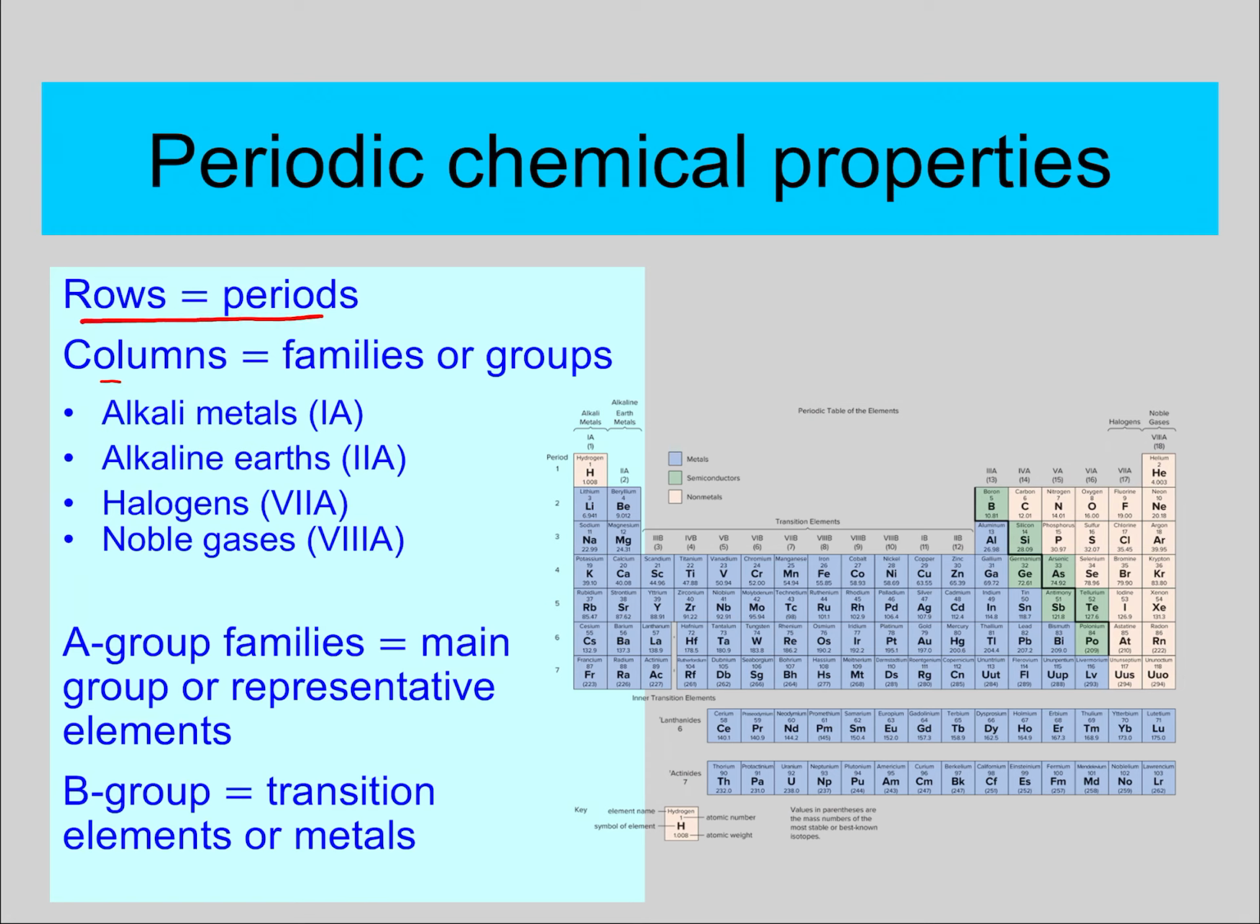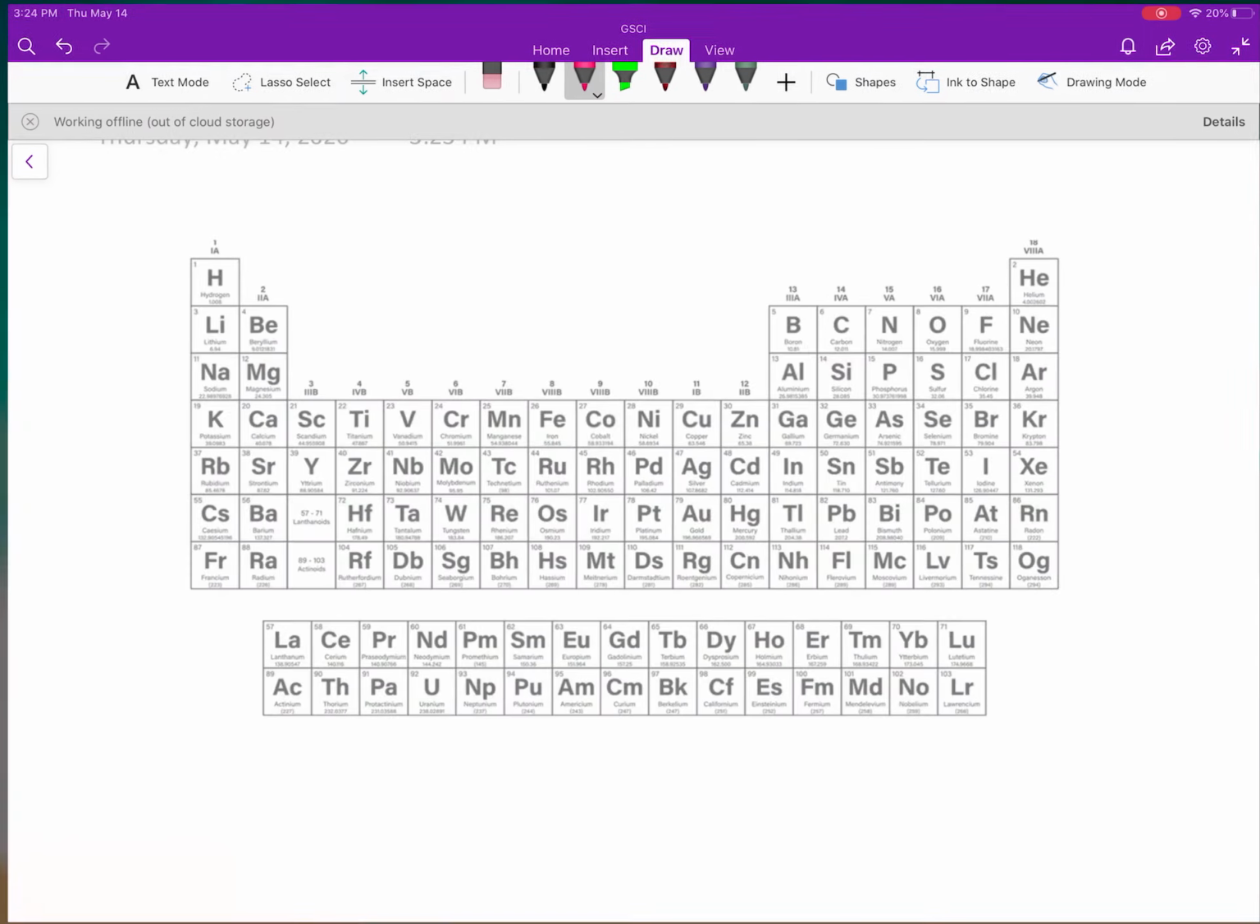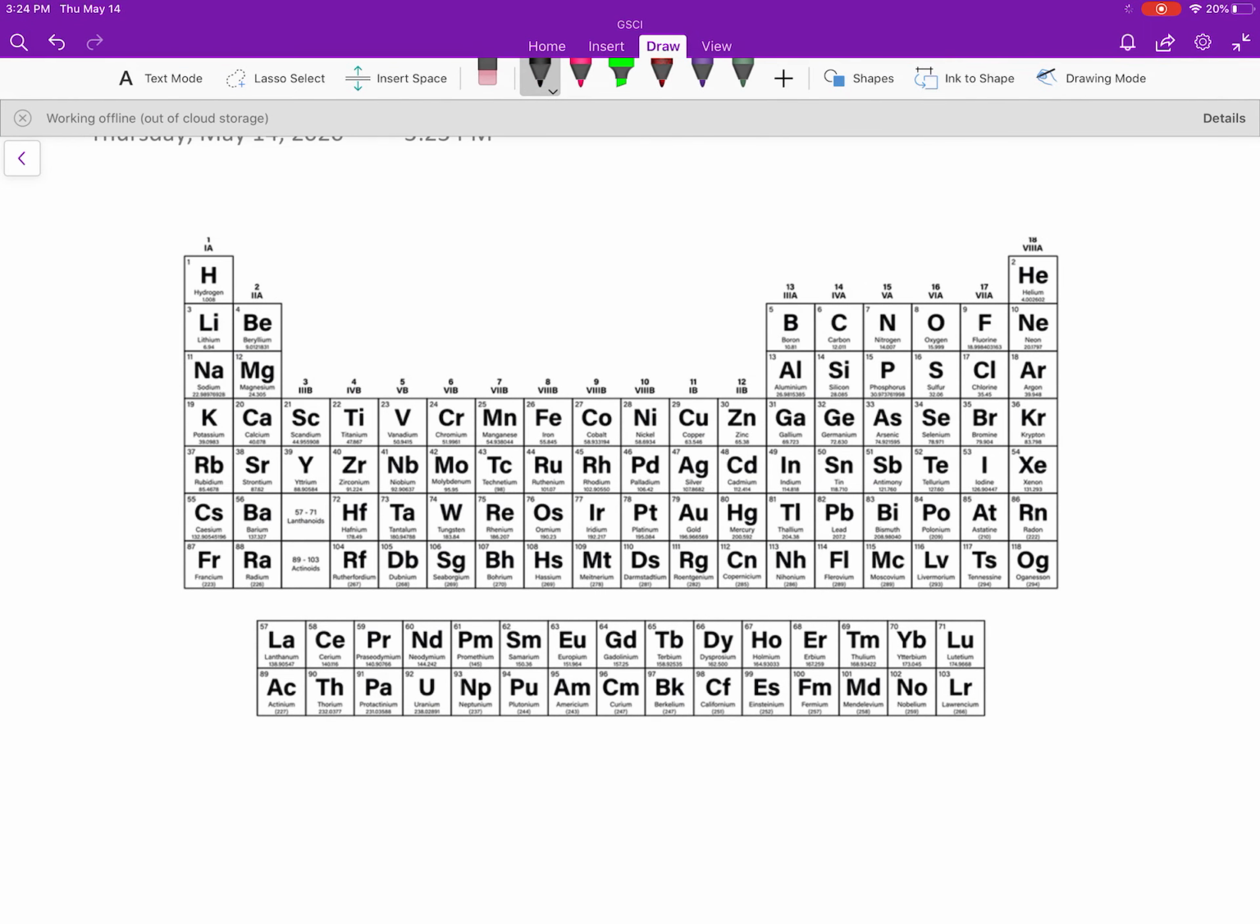So we have what we call rows and columns. Okay, so we're going to label our rows, which are also called periods, with numbers. And the nice thing is it just goes straight down the column, all the way down. Now, these two rows are actually squeezed right up into here. So this is technically row 6 and row 7 as well, even though it's basically cut and removed to keep the table organized.